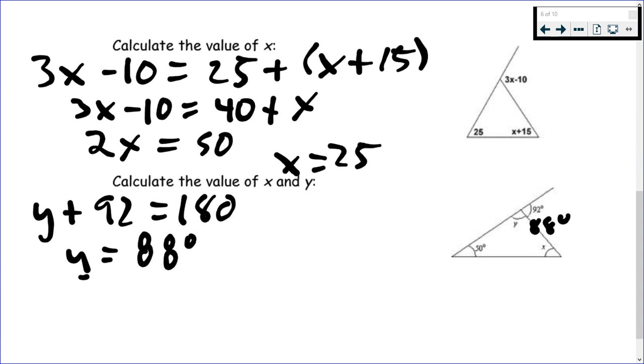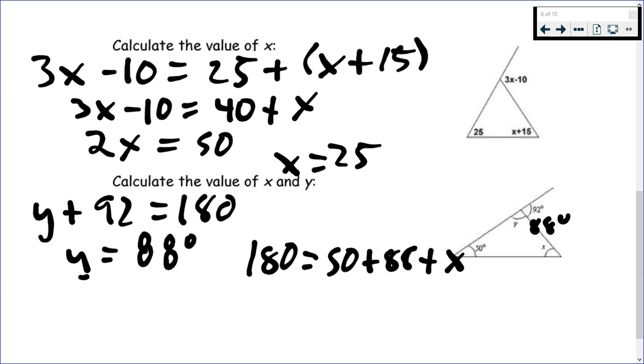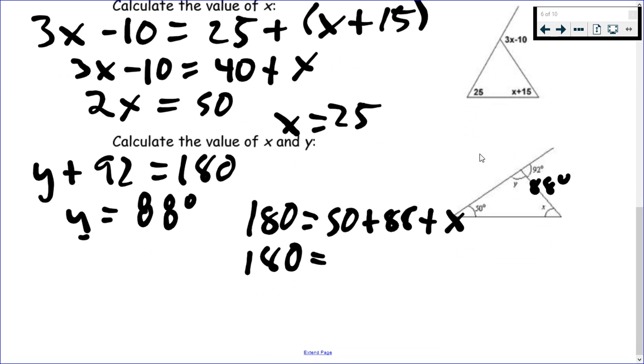What else do we know? I know that the sum of interior angles in a triangle is 180. So I know that x plus y plus 50 must equal 180. So let's solve using that. 180 equals 50 plus 88 plus x. 180 equals 50 plus 88 is 158, or sorry, 138.